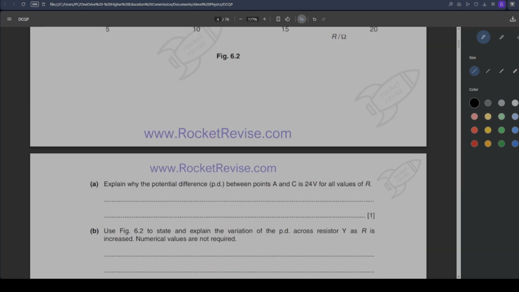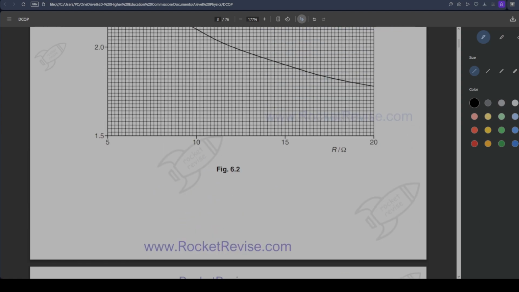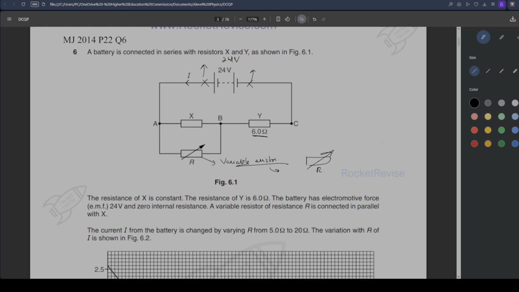Explain why the potential difference between points A and C is 24 volts for all values of R. Okay, so A and C, A is over here, C is over here, and these are connected to the negative and positive terminals of the battery. And because we have no internal resistance in the battery, our terminal voltage, A and C are our terminals, okay? That's gonna be 24 volts because our battery has no internal resistance.